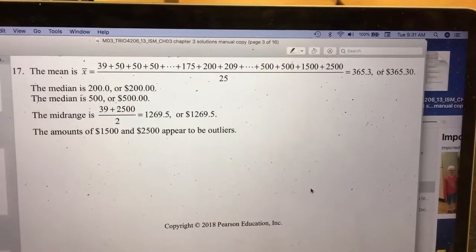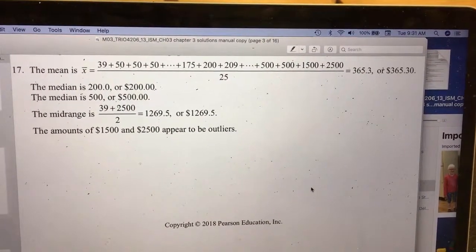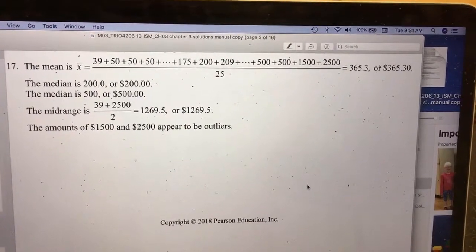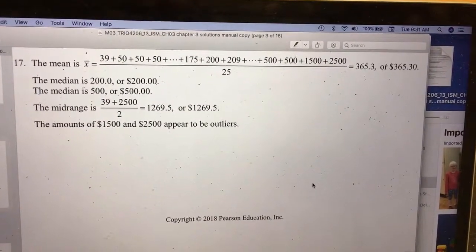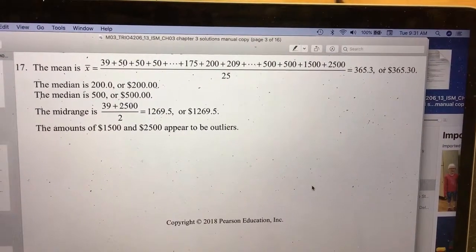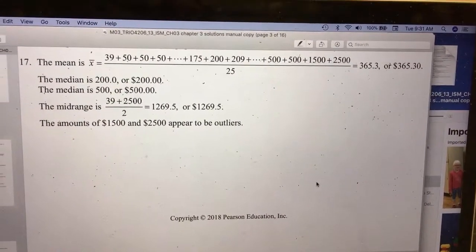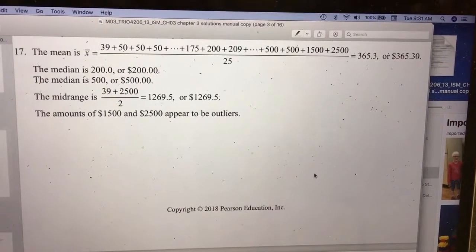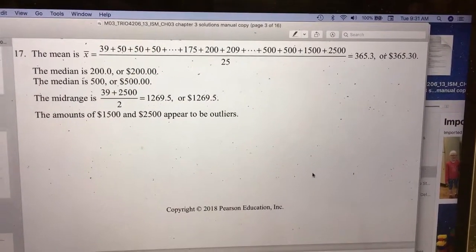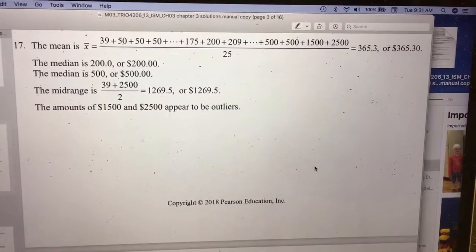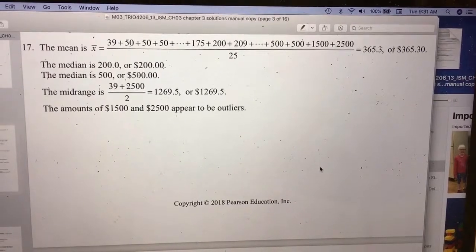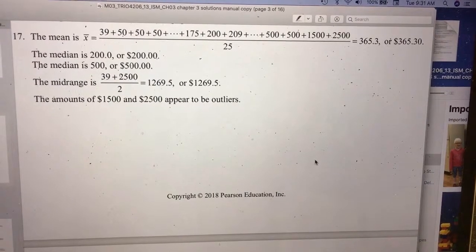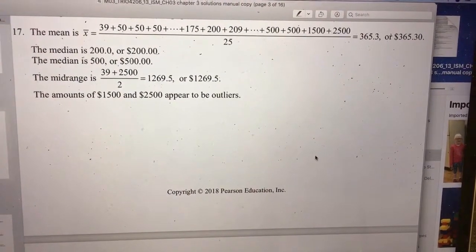When we look at the answer set, they have taken the data and put them in lowest to highest order and divided by 25. Since we have 25 data points, that is an odd number, and our median should be the exact center, because when we have an odd number, we have a center piece of data, and the center piece of data is 200 when we match the pairs of data from the outside in. So the median of the first set was 200.